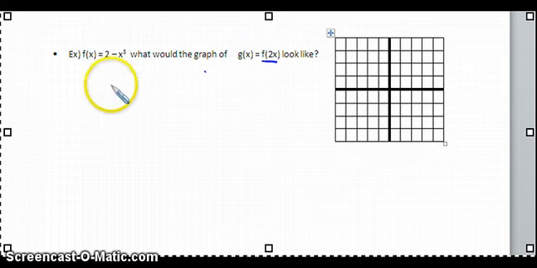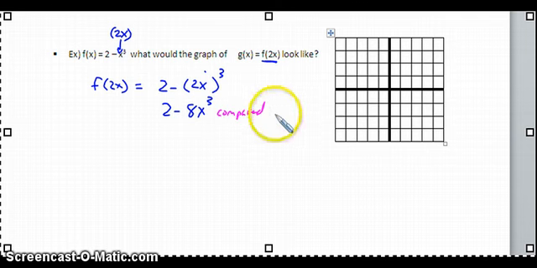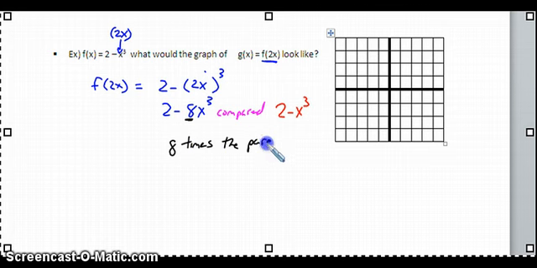So first thing we need to do is find what f of 2x is. So into this equation, what I'm going to do is replace the x with a 2x. So it's going to be 2 minus 2x cubed. So it's 2 minus 8x to the third. So if I'm comparing that to 2 minus x cubed, the only difference that I notice is there's an 8 times the parent function, and my parent function here is just being multiplied by a 1. So I'm doing 8 times the parent function.